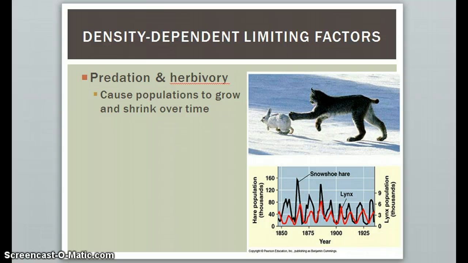Predation and herbivory also limit how large a population can get. In fact, you can see in the graph what happens to the predator and prey populations. When there is a lot of prey in a community, the population of predators is able to grow very large.